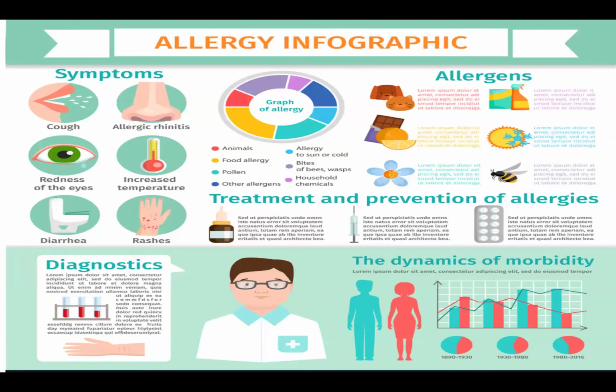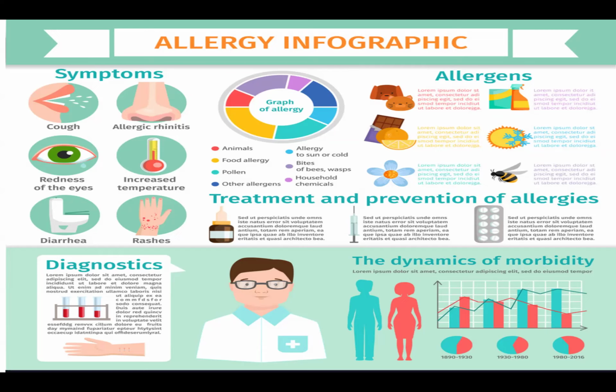Okay, so next, now just giving you a summary of whatever has been discussed till now. We talked about what is allergy. Allergy is nothing but an exaggerated response happening against an allergen or antigen which has entered. These allergens can be from animals, from food. You can have a food allergy, pollens, allergy to sun or cold, bites of bees, wasps, household chemicals, all those things. So there are various allergens. We have categorized the allergens into various categories.